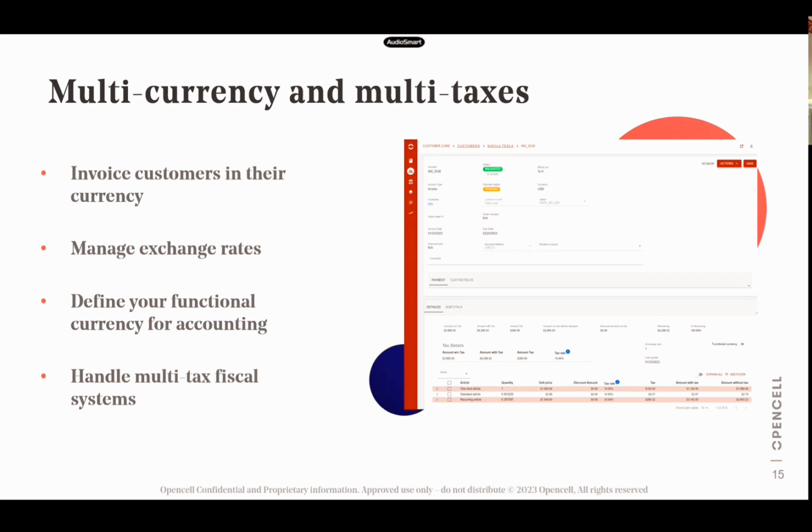That's something you can do. So as your accounting will be in only one currency, we will manage for you all the exchange rate management. The customer will receive the invoice in his currency, but you will do the accounting in your own currency, your functional currency. So that's something we'll present later. And also, we have added the capacity to handle multi-tax fiscal systems, meaning that, for example, for some countries, you can have federal, regional, and even local taxes applying to a sale. So that's something you can define, that you can do with Opencell.